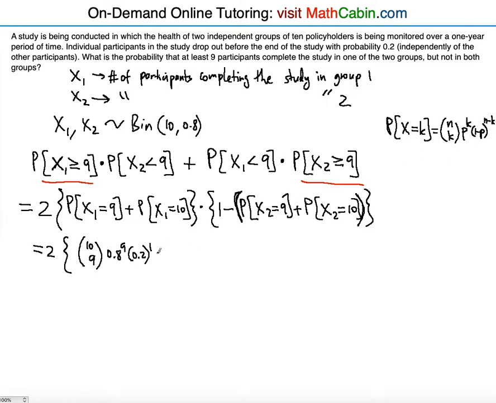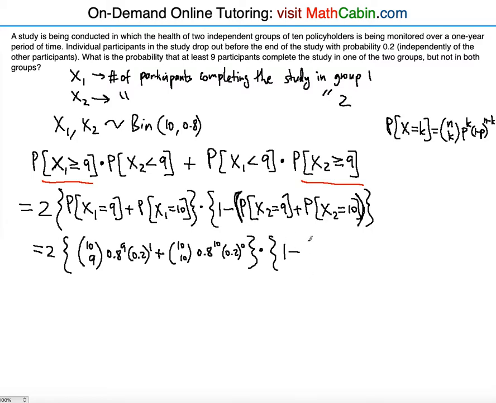Okay, and then plus the probability that all 10 participants complete the study, right? So that's going to be 10 choose 10. 10 choose 10 is essentially 1, but we're going to write it anyway just for the sake of math. 0.8 is raised to the 10th power now, and 0.2 is raised to the 0th power, but we can still write it just for math. Okay, so we added that. Now we have to multiply it to this part.